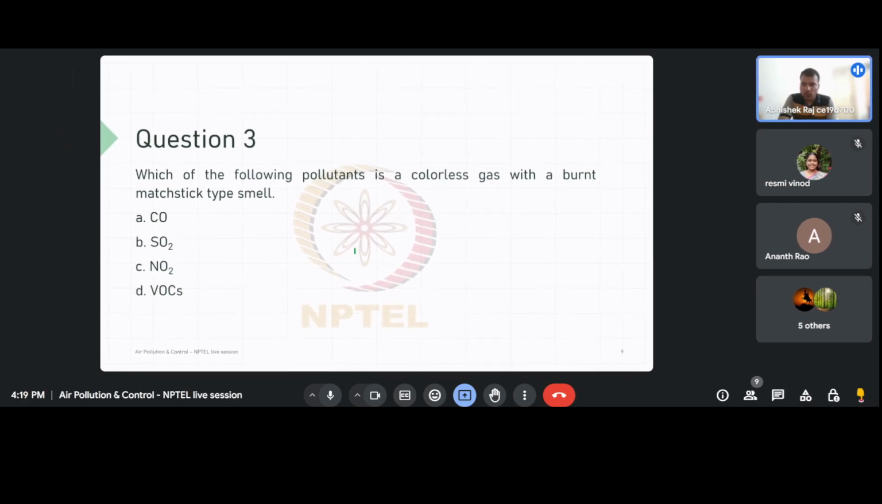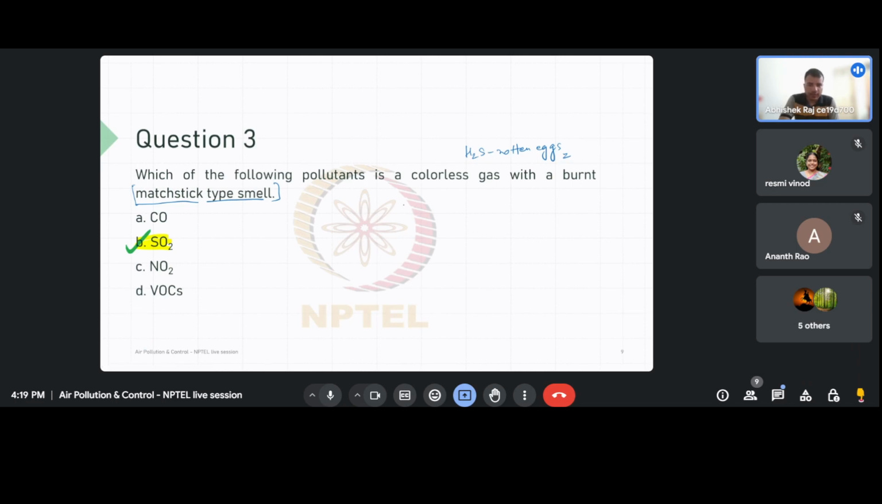So yeah, when we talk about SO2, it is characterized with a matchstick type smell, burnt matchstick type smell. So you should not confuse this with H2S. That will be of rotten eggs. Sometimes people confuse between these two, but they are different. So the right answer here is option B. SO2 will have a burnt matchstick smell.